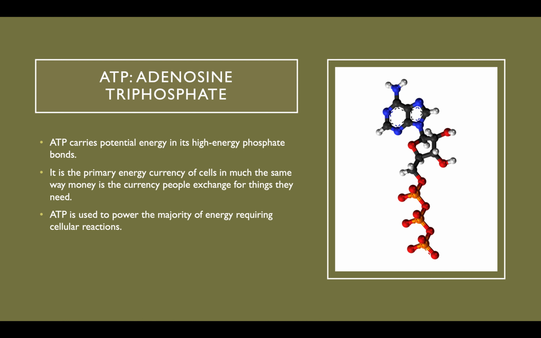ATP is a nucleotide that just temporarily stores energy, and all cells rely on that potential energy, like we talked about, that is stored in ATP to power all of their chemical reactions. ATP actually contains 3 phosphate bonds and 3 phosphates.